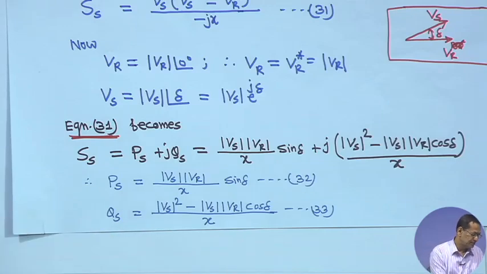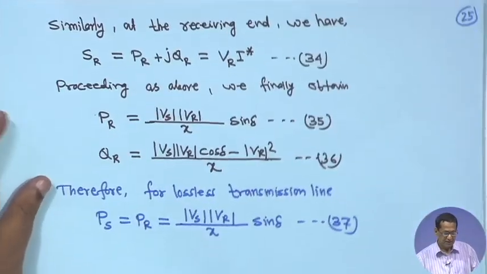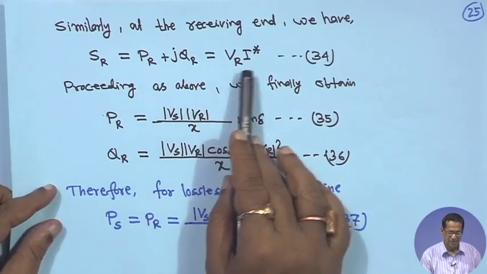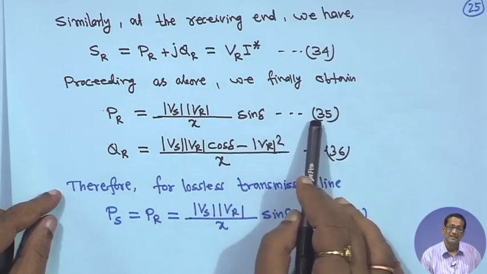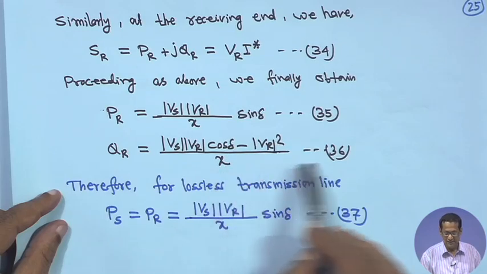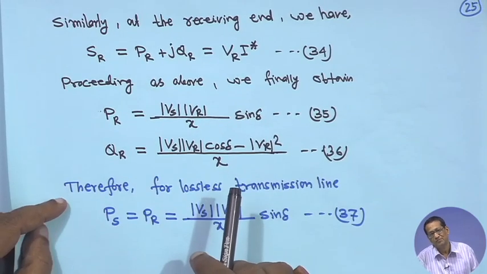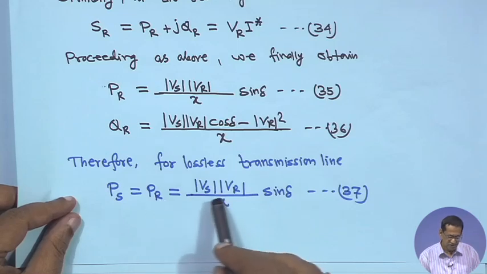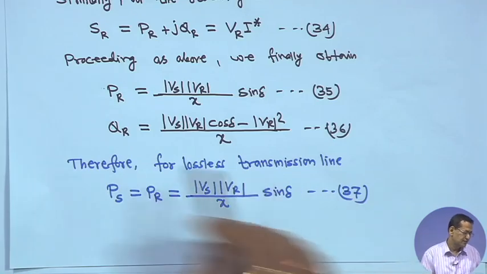Now, in a similar way, at the receiving end we have S r is equal to P r plus j Q r is equal to V r I conjugate. If you proceed in a similar way, you will get P r is equal to V s V r upon x sin delta, and Q r is equal to V s V r cos delta upon x minus V r square upon x. This is equation 36, but here our objective will be considering real power. So, therefore, for a lossless transmission line P s is equal to P r is equal to magnitude V s magnitude V r upon x sin delta. This is equation 37.